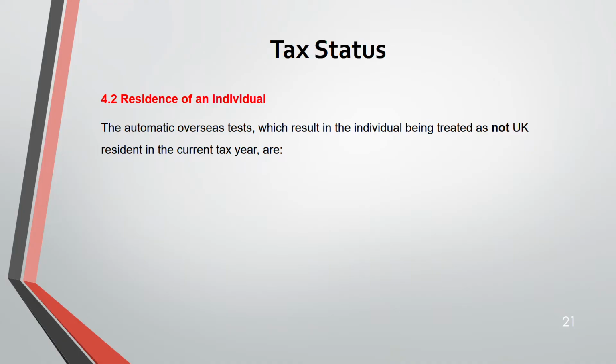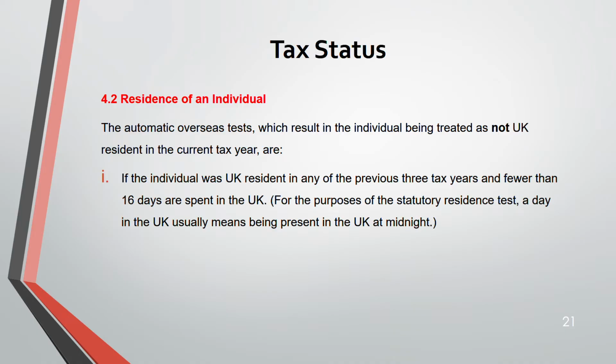There is a table for it. First, it is the automatic overseas test. That means automatically you will be a non-UK resident if you meet any of these criteria. There are three things. By the way, you have to memorize these points. This requires a little memorization on your part, otherwise you will struggle a bit. How many days you stay in the UK or not, for you to be treated as a UK resident or not, you need to memorize and remember it. Suddenly it will not come on day one. You need a little bit of practice, so don't worry.